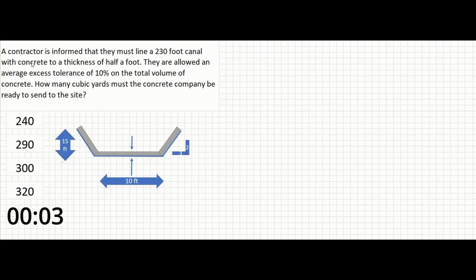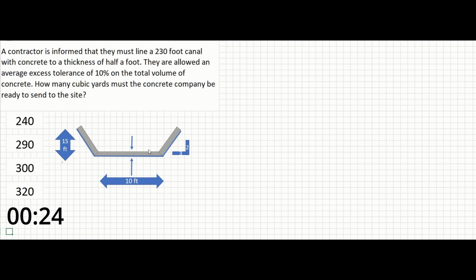Okay guys, in this problem, a contractor is informed that they must line a 230-foot canal with concrete to a thickness of half of a foot. They are allowed an average excess tolerance of 10% on the total volume of concrete. How many cubic yards must the concrete company be ready to send to the site?